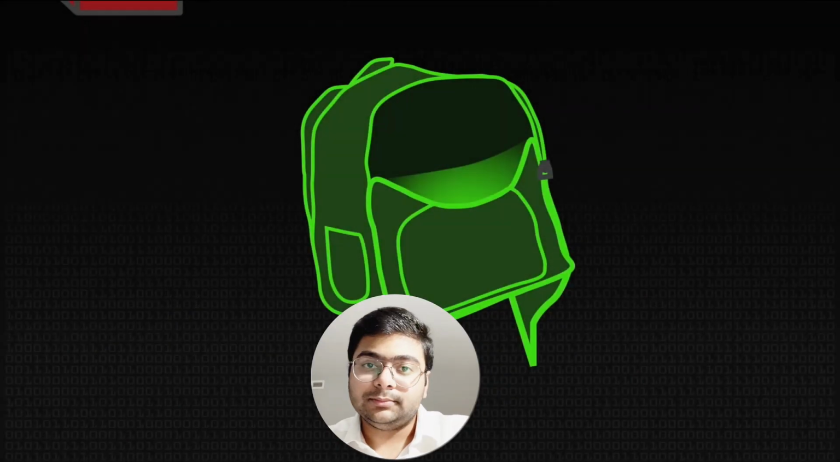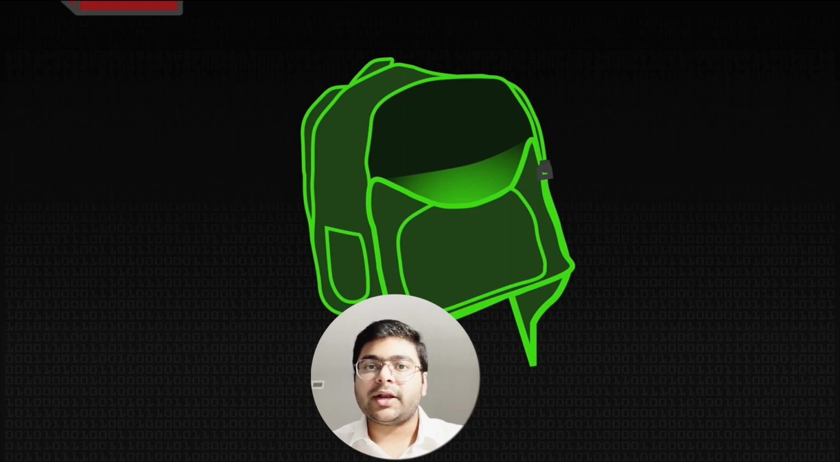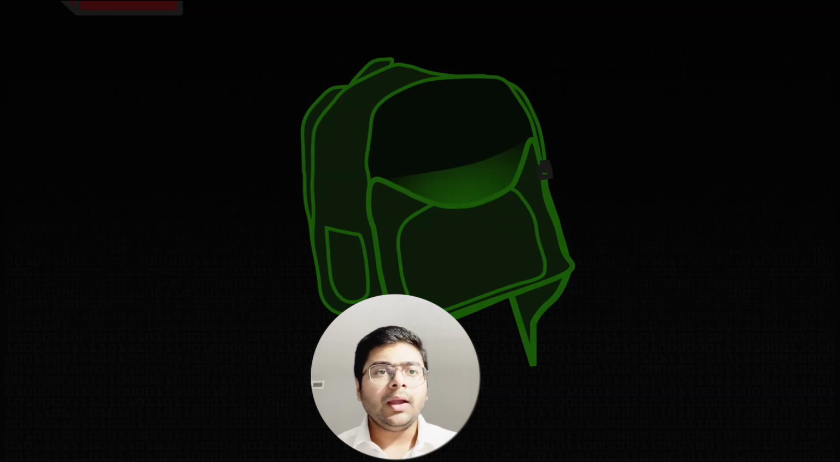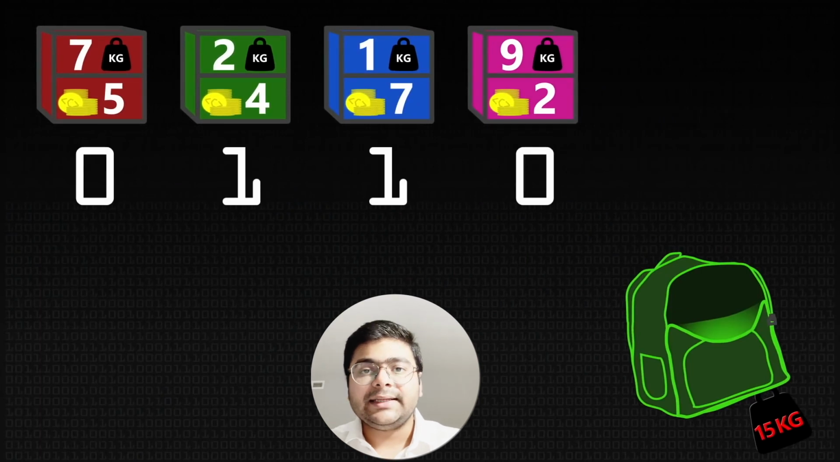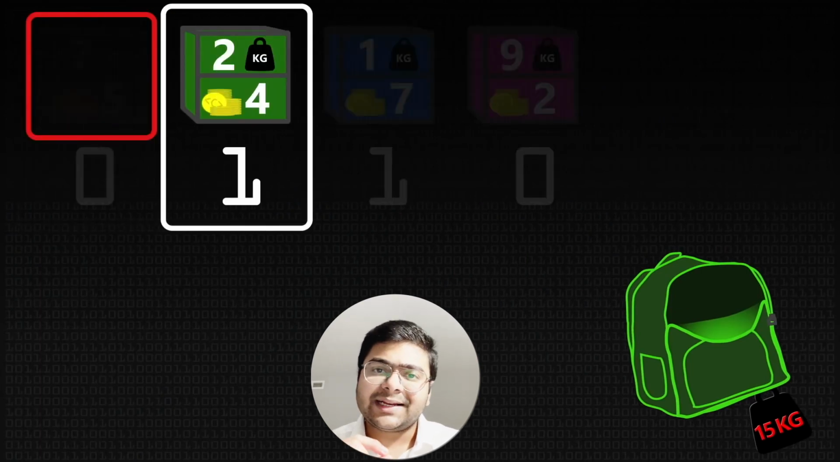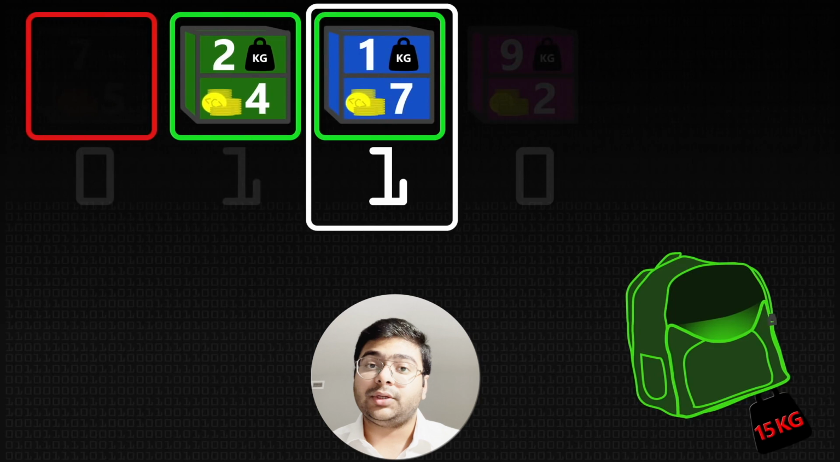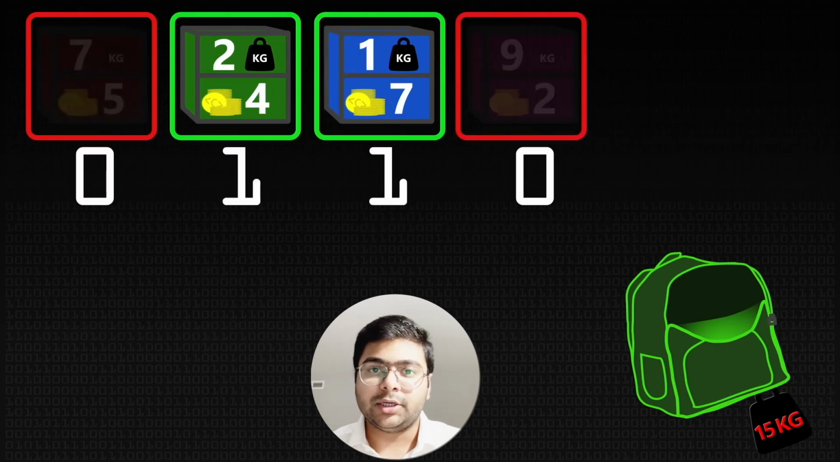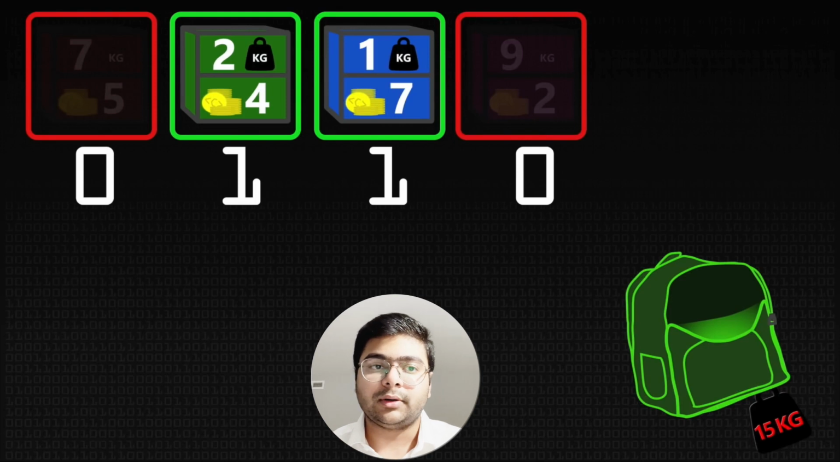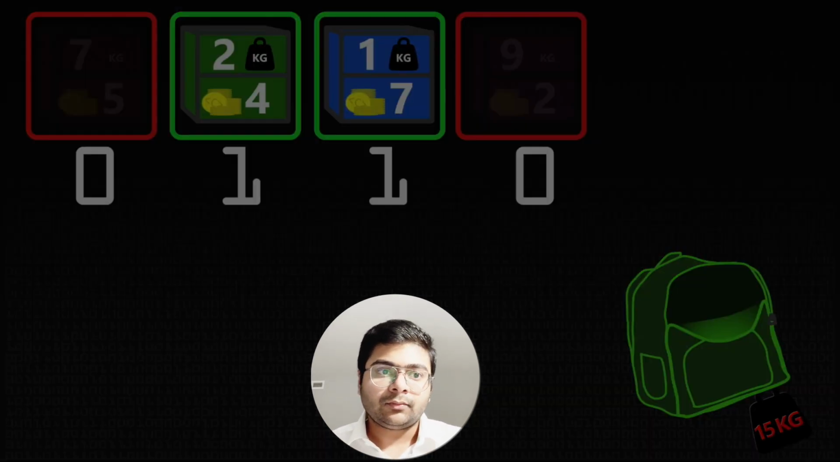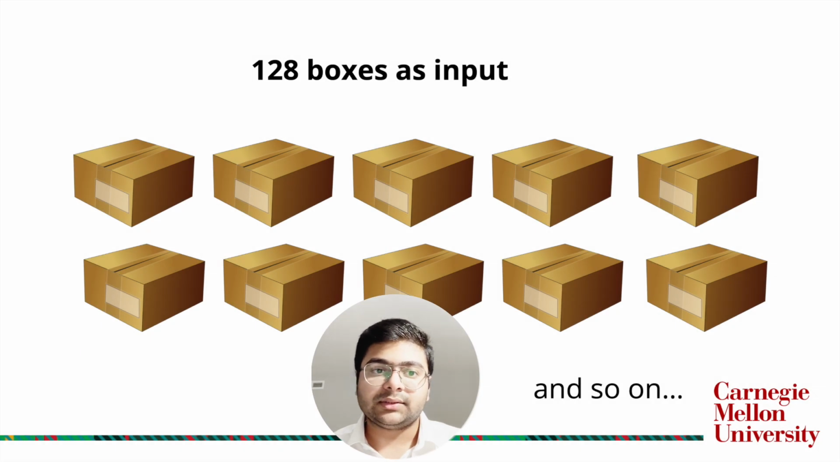Now, this problem can be solved in many ways, but we chose to use the genetic algorithm. In this algorithm, we represent each possibility of selecting a combination of boxes using ones and zeros, which we call individual representations, for a maximum knapsack weight of 15 kilograms. Now, with these representations as our inputs, for a total of 128 boxes, we computed the solution to this problem.